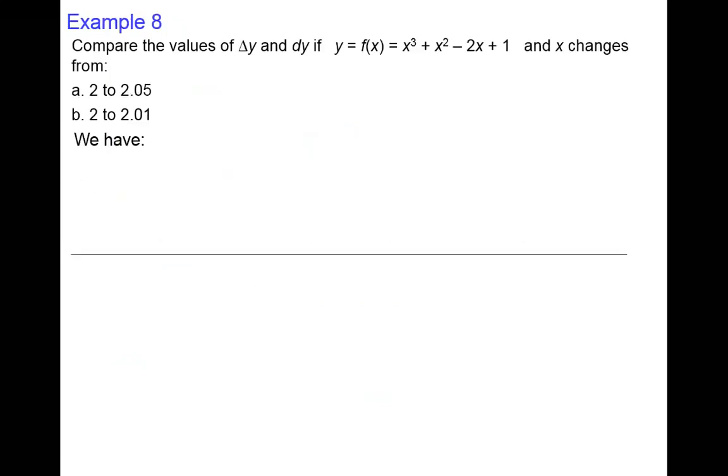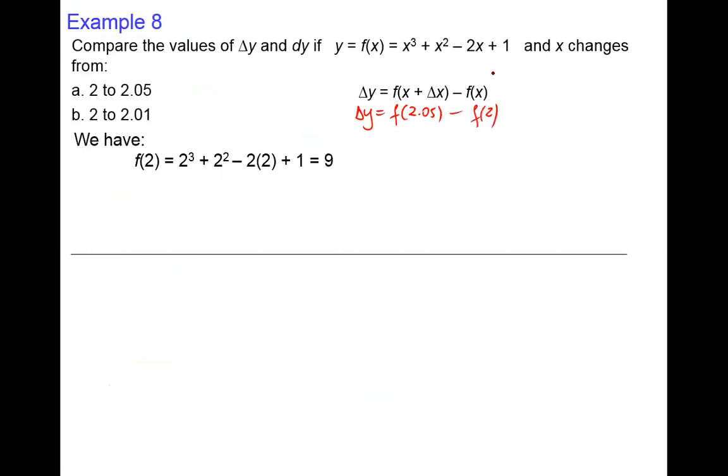And let's look at this. Compare the values delta y and dy, if the function is defined like this: x cubed plus x squared minus 2x plus 1, and x changes from 2 to 2.05, and then from 2 to 2.01. In order to find the actual difference, I have to get the value of the function for 2.05 minus the value at 2. Just the difference, delta y, the difference in y's.